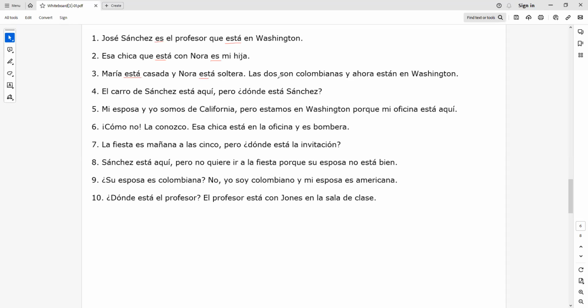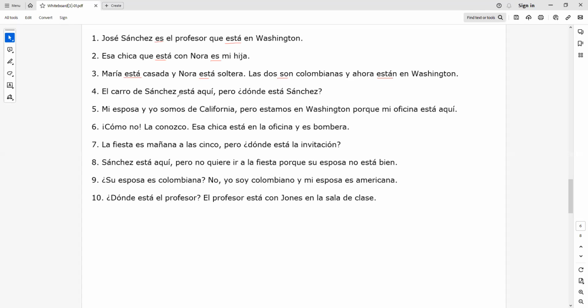Las dos son colombianas y ahora están en Washington. So Maria is tired. So that's her emotion or that's a condition. Nora is single. That's her condition. The two of them are Colombians, origin, and they are in Washington. So right now they're in Washington, their current location.